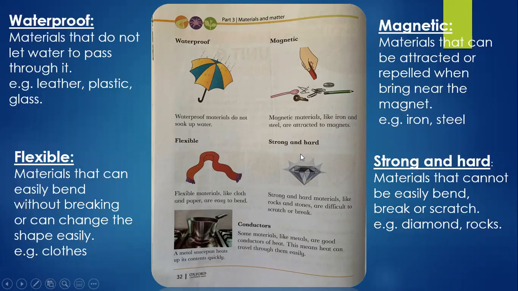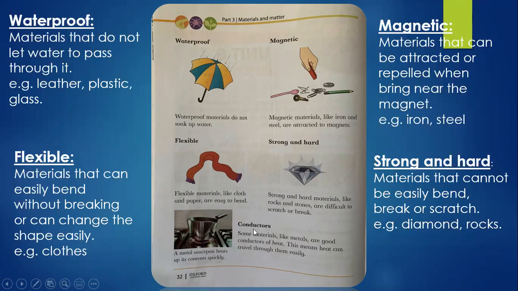Then what we have, strong and hard materials. Materials that cannot be easily bent, broken, or scratched. For example, diamond or rocks, stone. These are called hard or strong material. These are the different types of material properties.